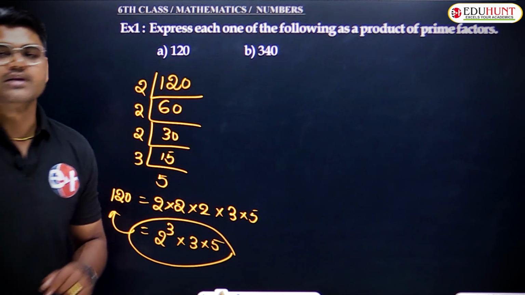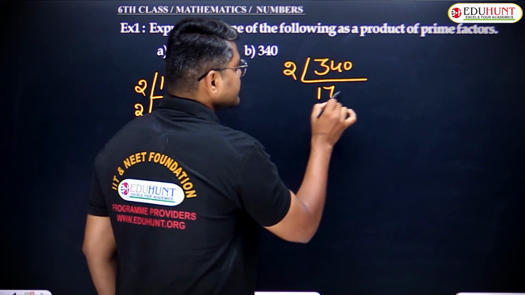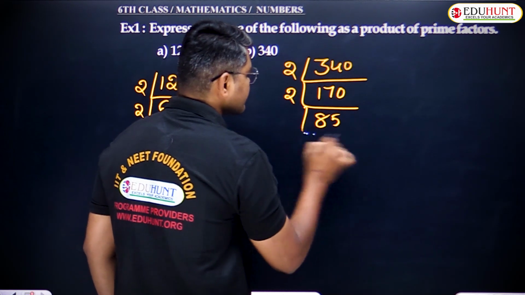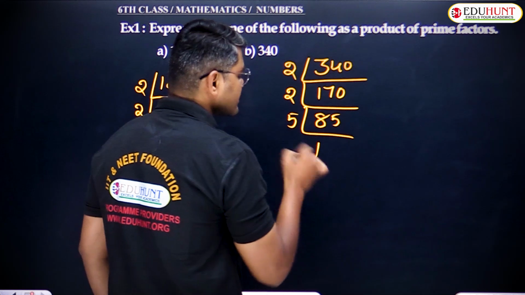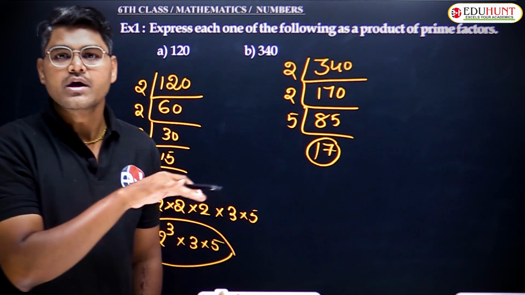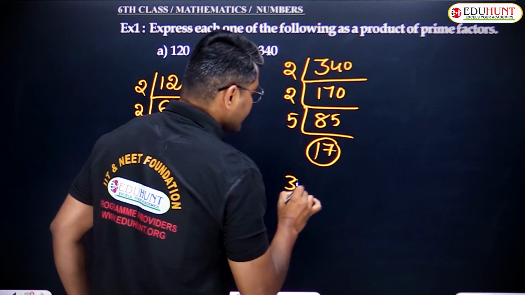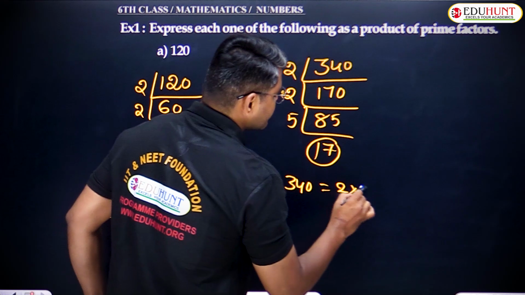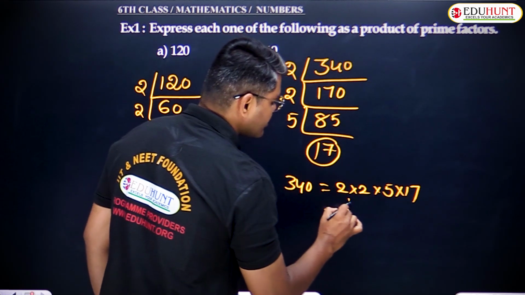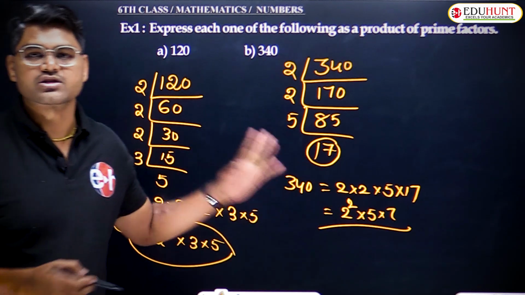Now let's see 340. 2 170s are 340, 2 85s are 170, 5 17s are 85. 17 is a prime number. So this is not a composite number, so we cannot divide further. This 340 can be written as 2 into 2 into 5 into 17. So again this can be written as 2 power 2 into 5 into 17. So this is the prime factorization of 340.